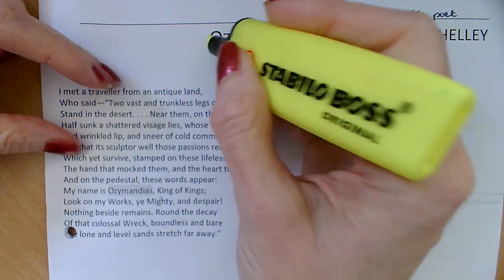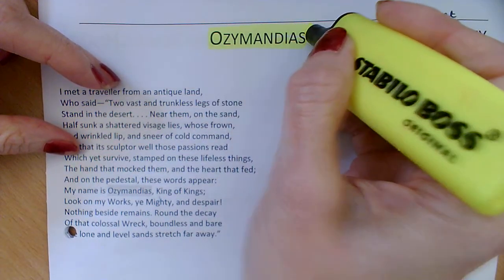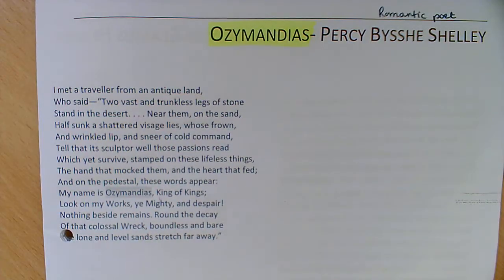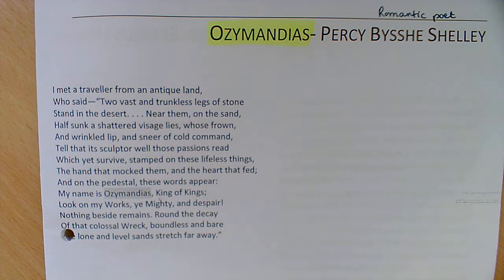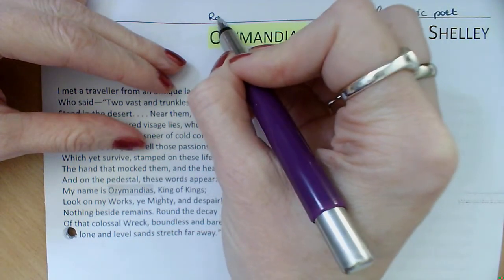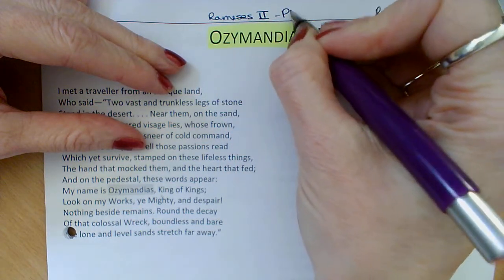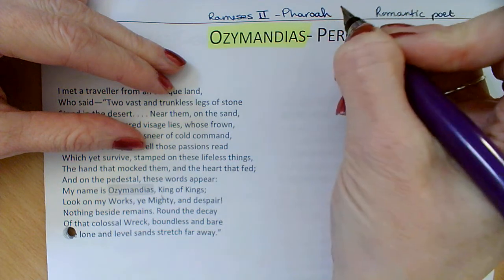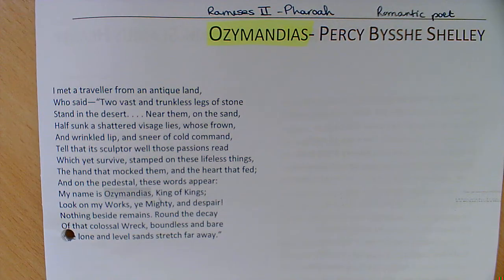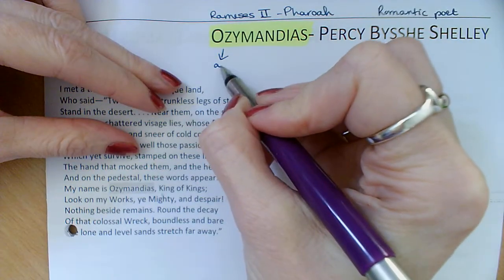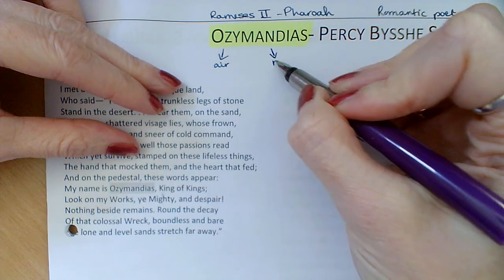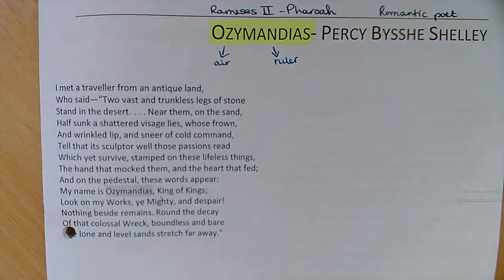First of all, the name of the poem, Ozymandias. Can anybody remember what it means from last lesson? Yep. He was a pharaoh. He was Ramesses II. Can anybody remember what his name actually means, from the Greek? Ozy means heir, and Mandius means ruler. So, pretty much a very, very powerful ruler.